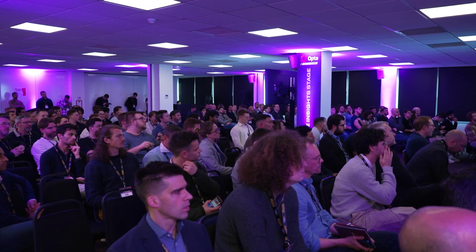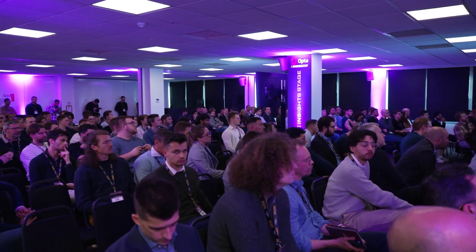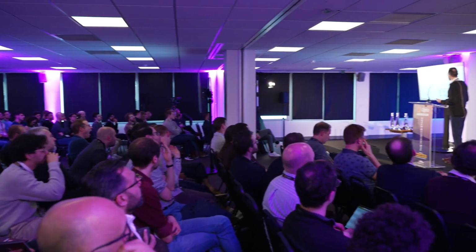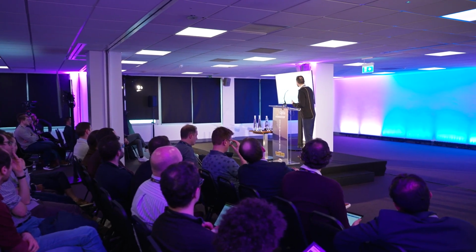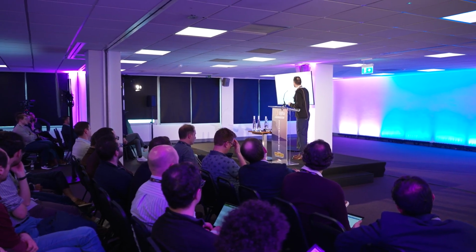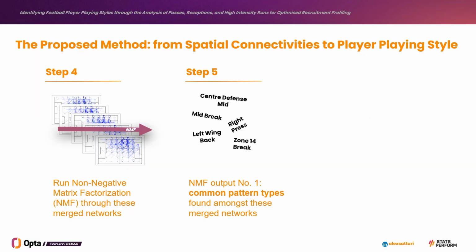So now let's go back to our networks. The networks here are basically the bookshelves, and we want to find the style of our players based on some common patterns inside these networks. So when we do this NMF analysis, the first output is that we come up with these common patterns. You can see some of them there, like zone 14 breaks or right press pattern.